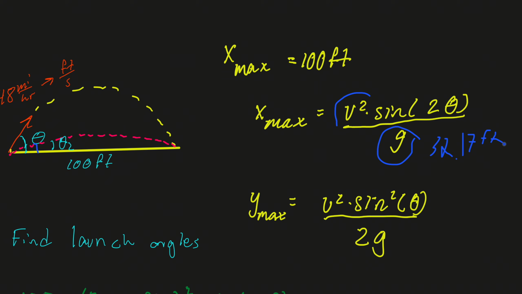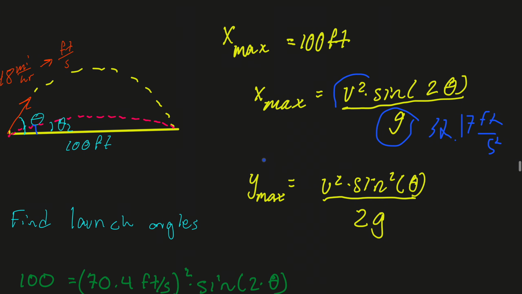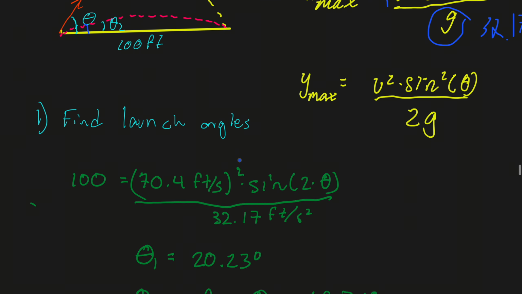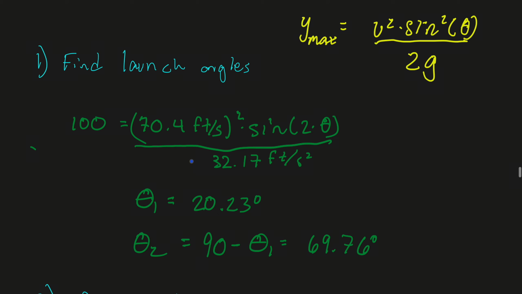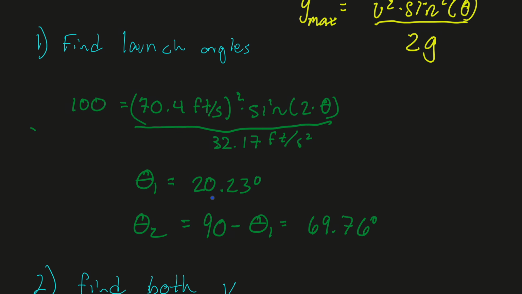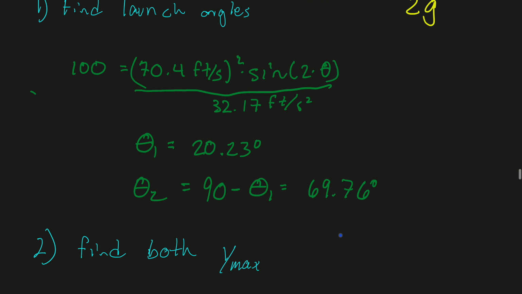If this were in meters, then we would use 9.8 meters per second squared, and our speed would have to be in meters per second. Alrighty. So we populate that in here, and so we get 100 is going to equal the velocity, 48 miles per hour converted to feet per second is 70.4. We square that times sine of 2 theta, all over 32.17. And so we get 20.23 from our solver as our angle. The other launch angle is going to be 60.76.